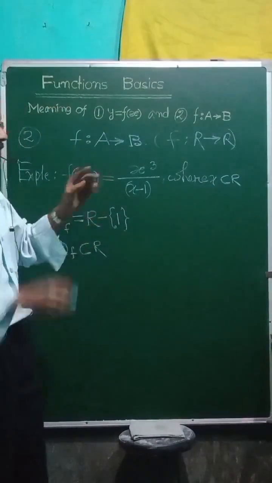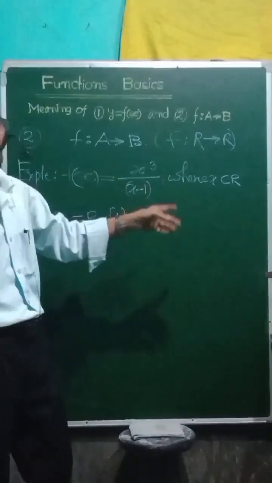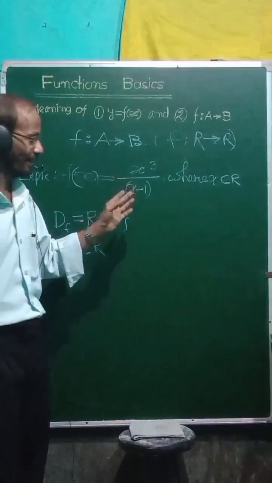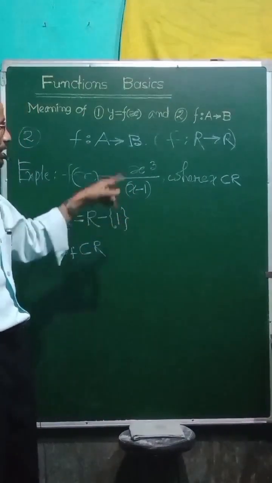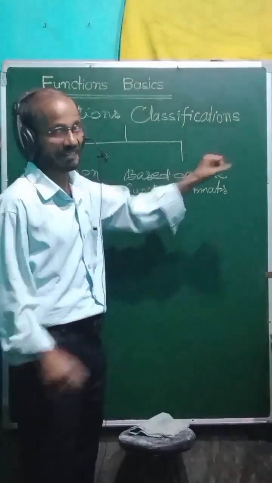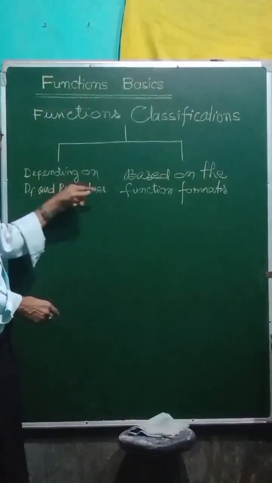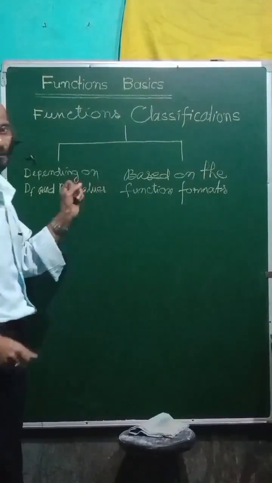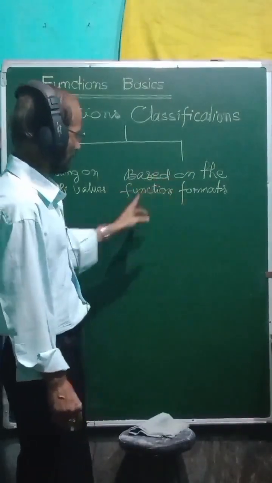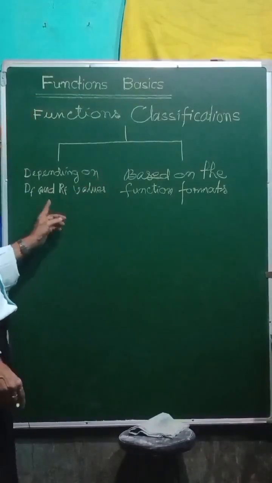In future, for any function you have to check this type of thing depending on the format that I have shown here. Also, there are other formats that will bind us to check that. So now we are going to take function classifications. These things are also under the function basics. One is depending on the Df and Rf values, meaning domain and range. And another classification is based on the function formats. So I am taking this first.